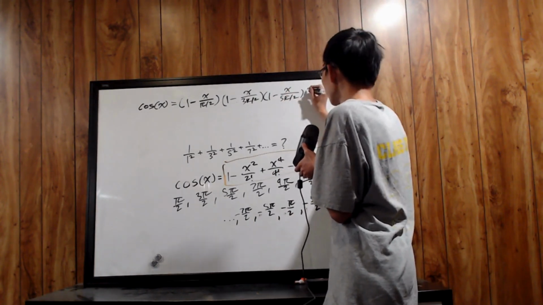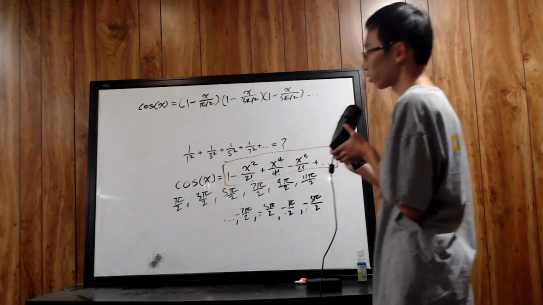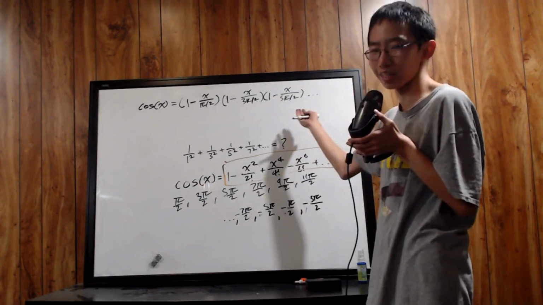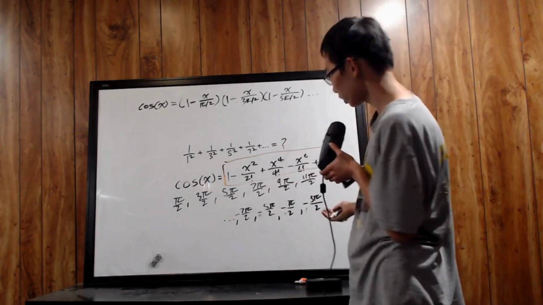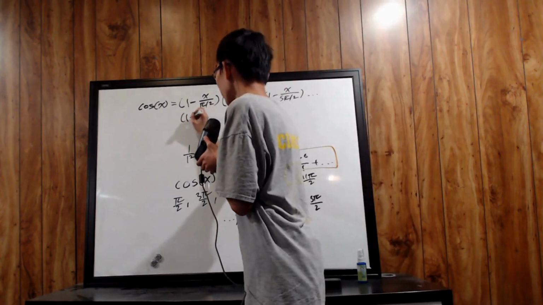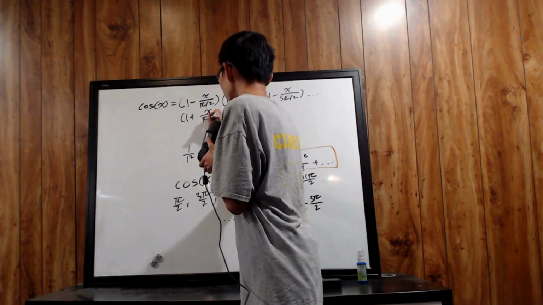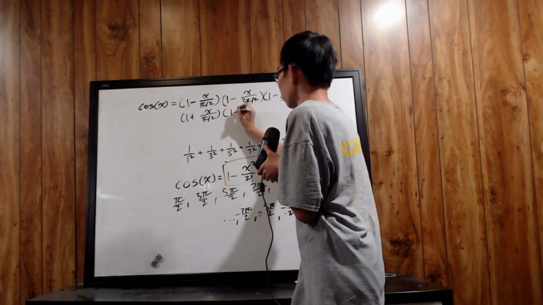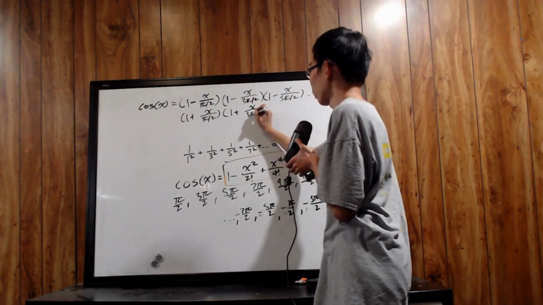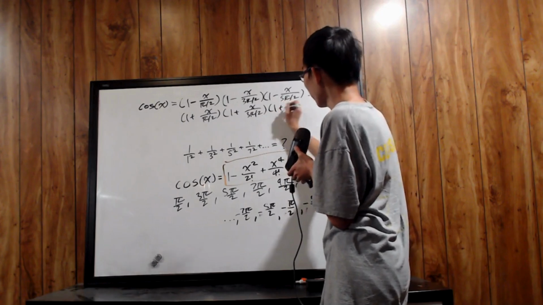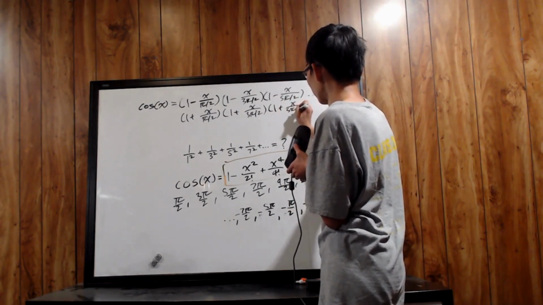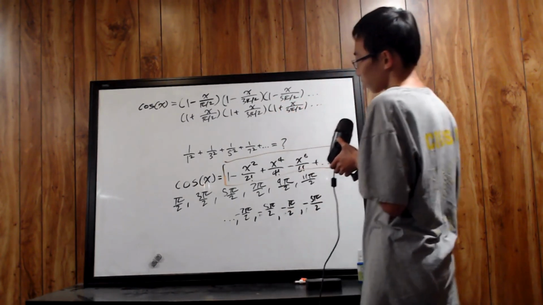So I claim that the polynomial shall be factored like this. And for the negative roots, it's the same story. It's just 1 plus x divided by pi over 2, right? And 1 plus x divided by 3 pi over 2. And 1 plus x divided by 5 pi over 2. So on and so forth.